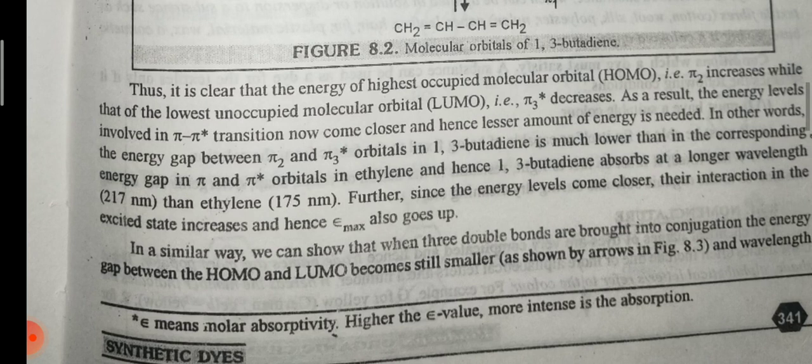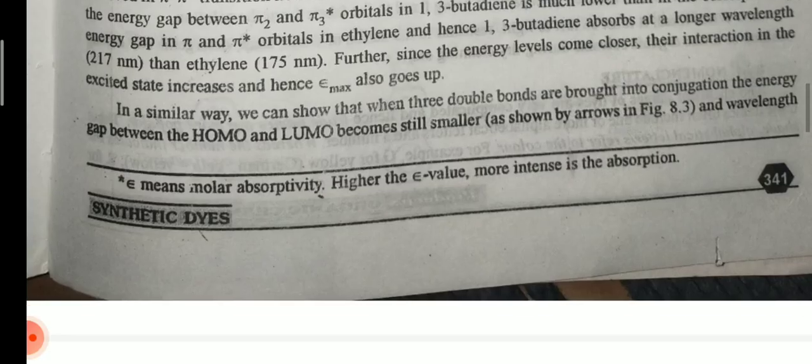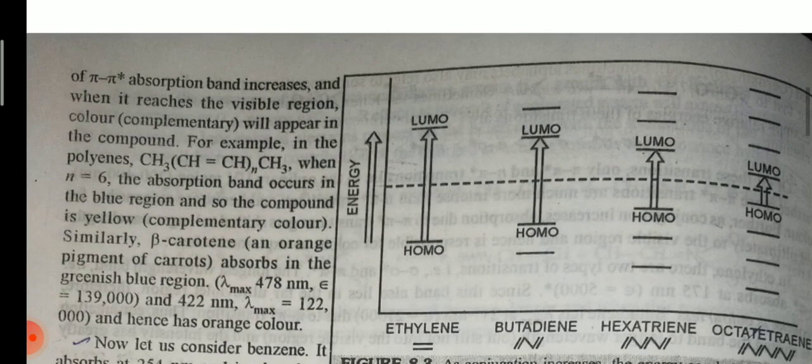In a similar way, we can show that when three double bonds are brought into conjugation, the energy gap between HOMO and LUMO becomes still smaller and wavelength of pi to pi star absorption band increases. And when it reaches the visible region, complementary color will appear in the compound. For example, in the polyenes, when n is equal to 6, the absorption band occurs in blue region and so the compound is yellow. Similarly, beta carotene absorbs in the greenish blue region and hence has orange color.